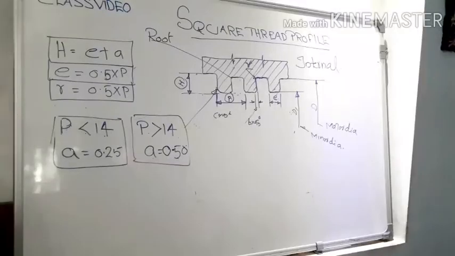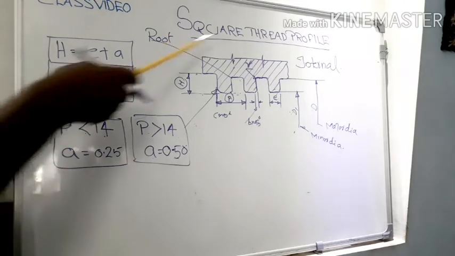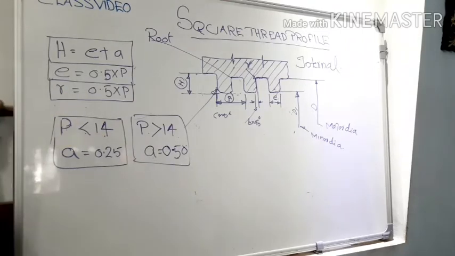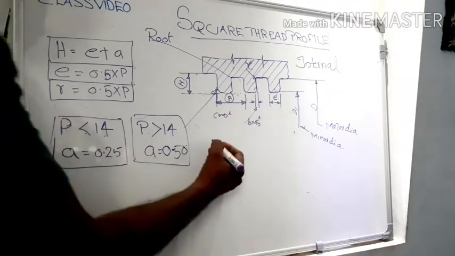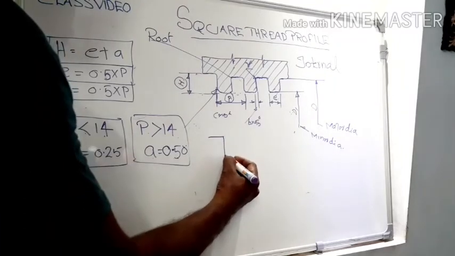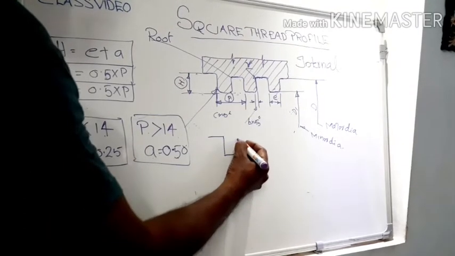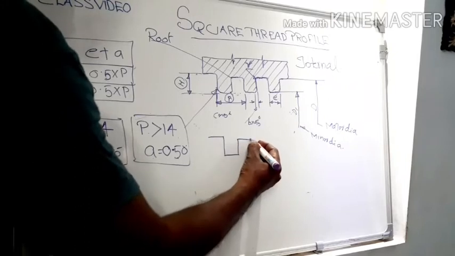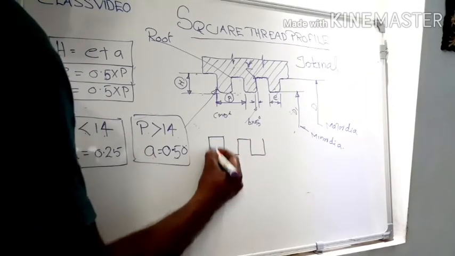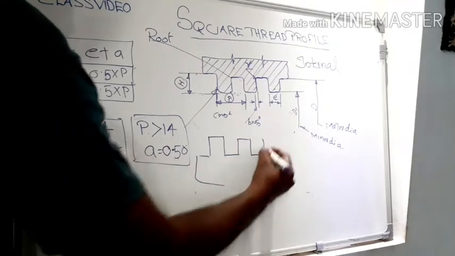Dear students, in this video we have to discuss another thread profile. Its name is square thread profile. What is the meaning of square threads? That means in a thread its crest and root are flattened. The surfaces of the crest and root are square in shape. Such a type of thread is called a square thread.